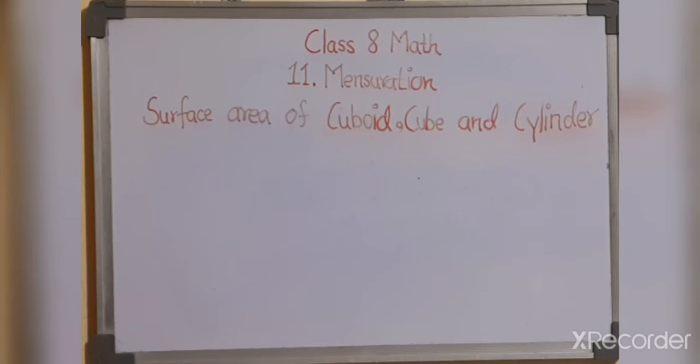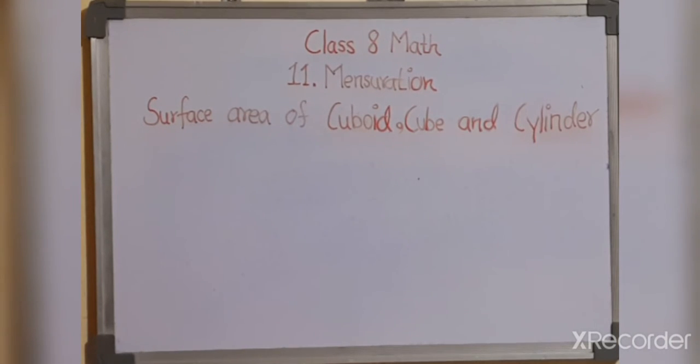In our previous video, we have seen about the area of quadrilateral and that of area of rhombus. We have seen how to find the area of these two. In our today's video, we will be seeing about surface area of a cube, cuboid and a cylinder.